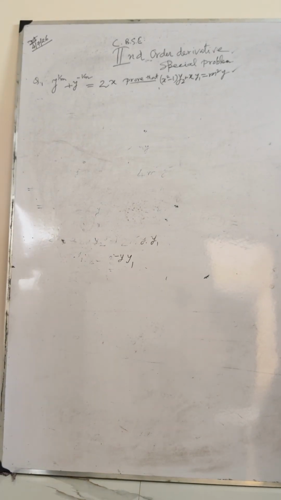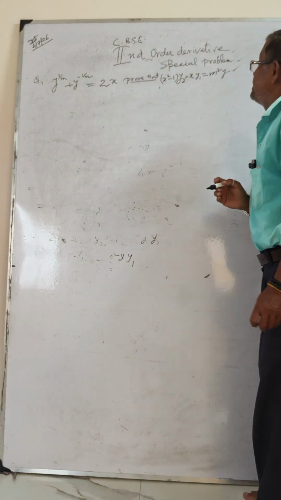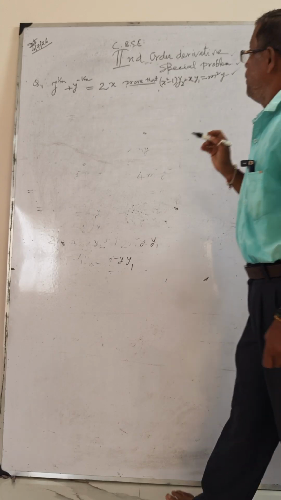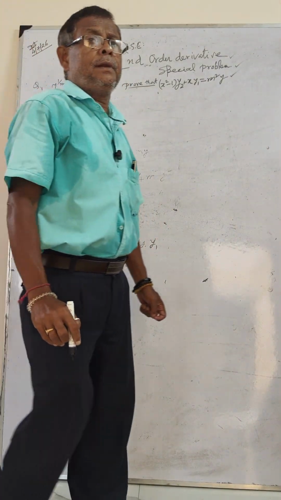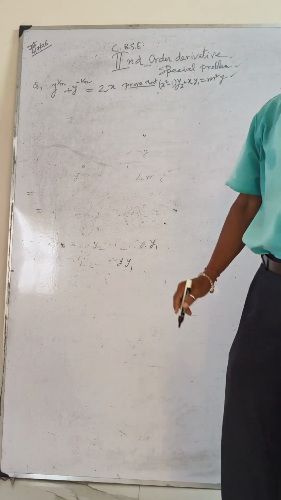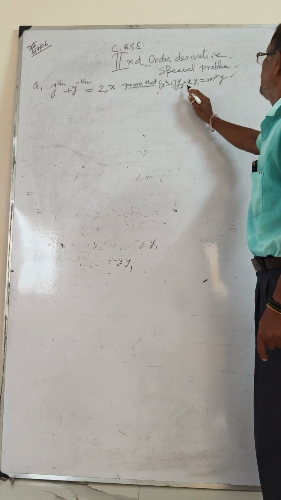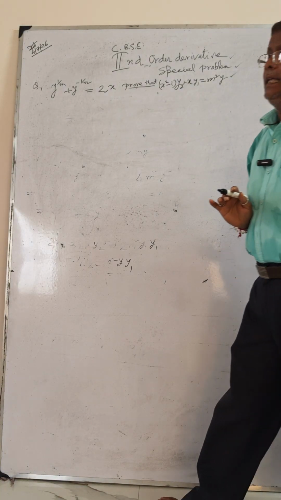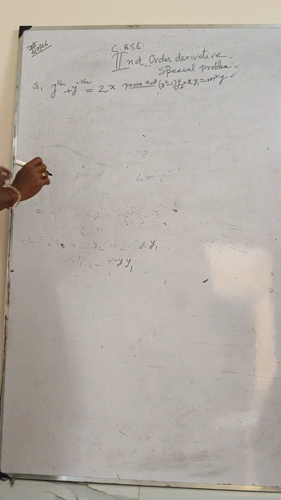Today, one special problem regarding second order derivative is solved. Given that y to the power 1 by m plus y to the power minus 1 by m is equal to 2x, we have to prove that (x square minus 1) y2 plus x y1 equals m square into y. There are so many examples given in the question paper.